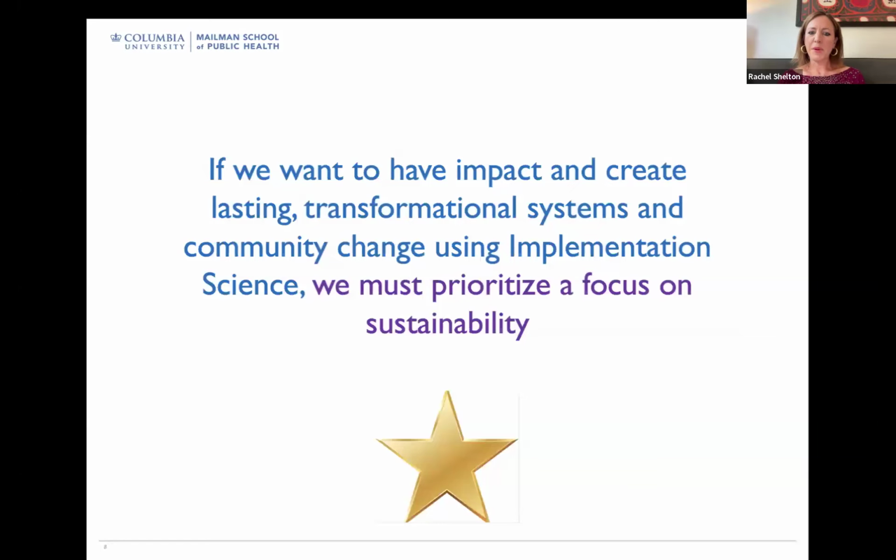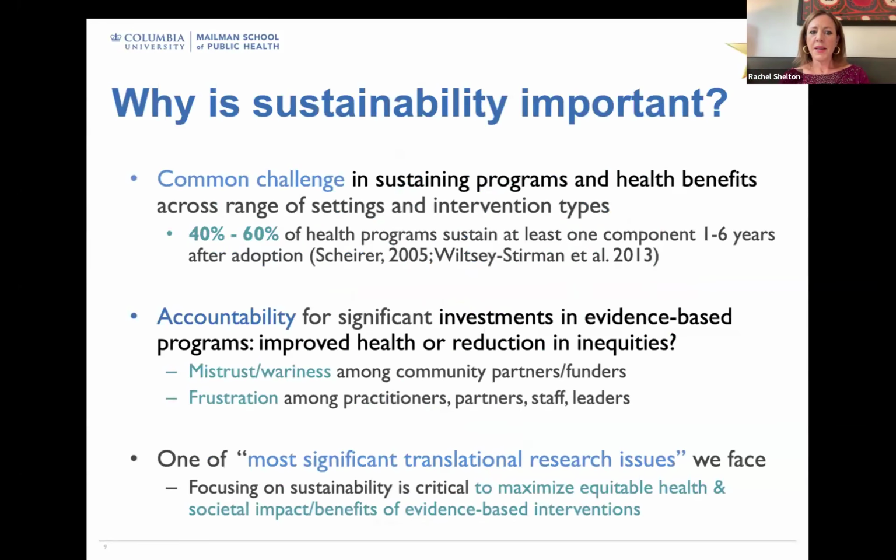Okay. So I think if the goal of our implementation science is to actually have systems impact, transformational systems change, or to help support community change around health, we must prioritize a focus on sustainability. I think it's critical. So if you've been involved in any kind of public health or healthcare initiative, you probably know that sustainability can be a challenge. No matter the health issue, no matter the setting, we find that this is a common challenge.